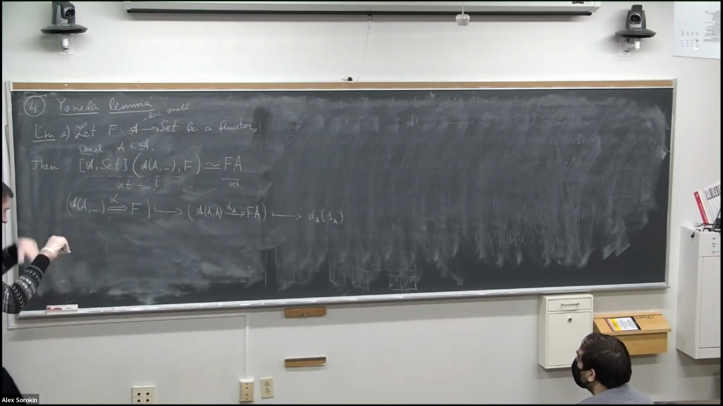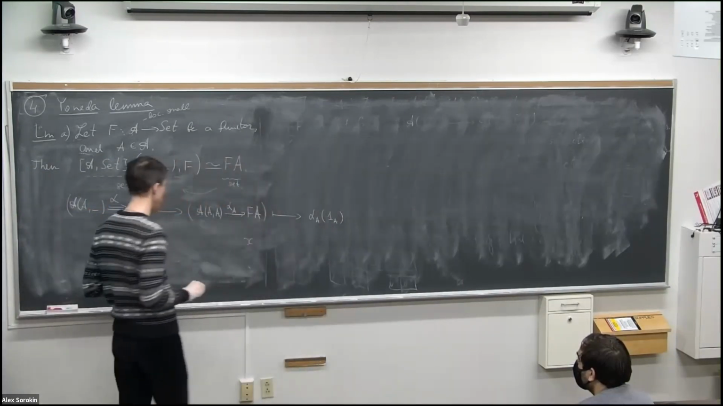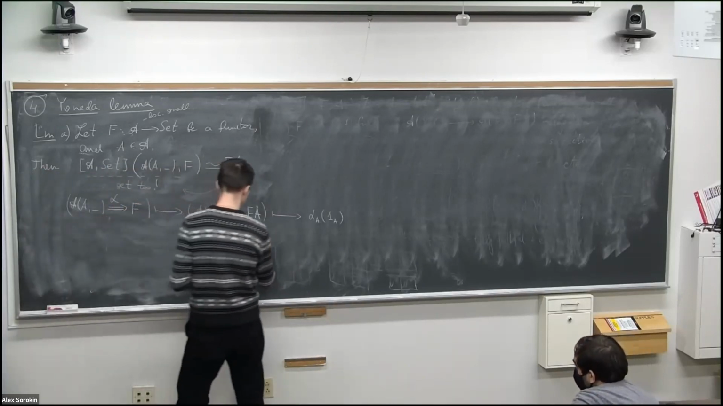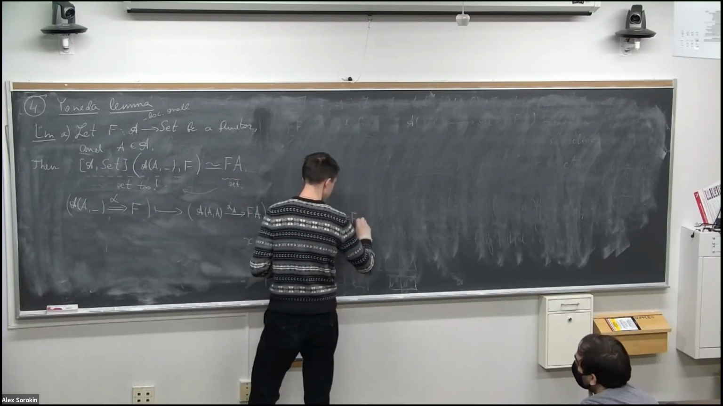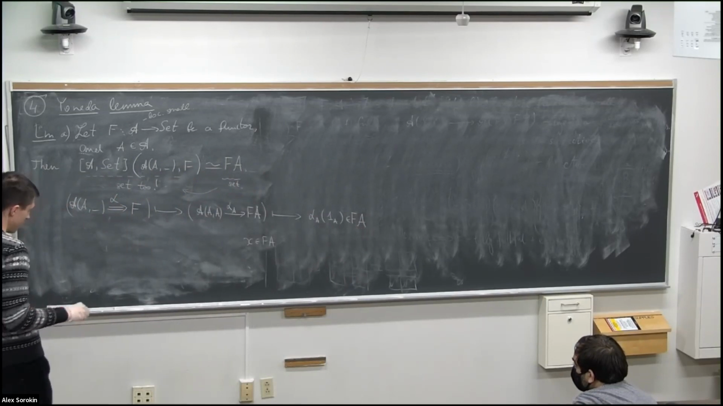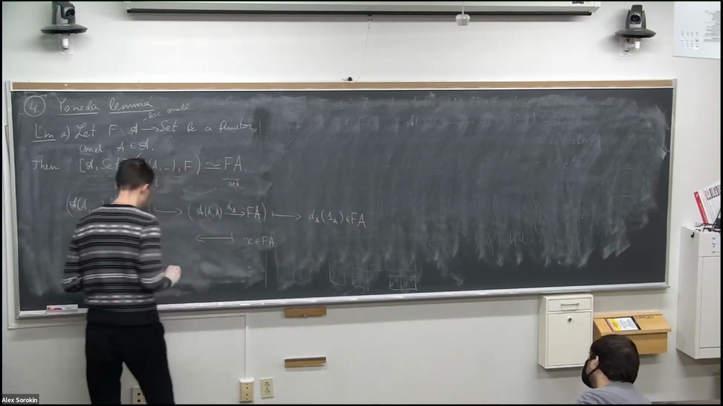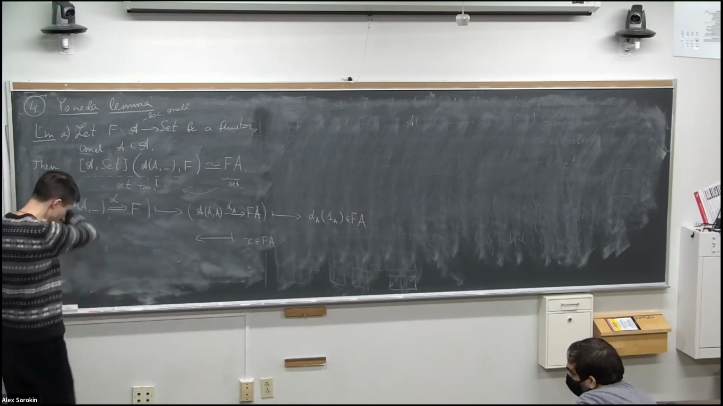Conversely, suppose you have an element x belonging to F(A). Then you send it to a natural transformation. You should have a natural transformation.